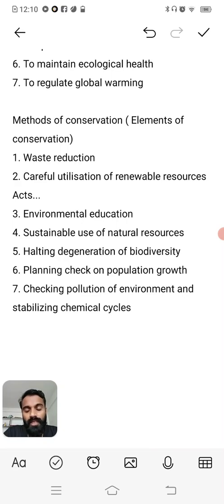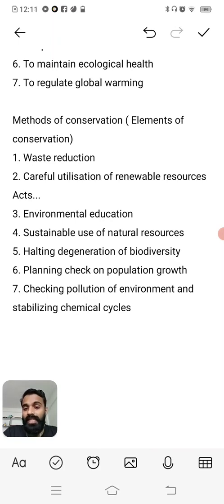The seventh is checking pollution of the environment and stabilizing chemical cycles. So we also have to check the pollution of the environment. The pollution of the environment is going on increasing, and also the chemical cycles. These have to be stabilized and checked on a regular basis. Only then will we be able to preserve and conserve the elements of natural resources.